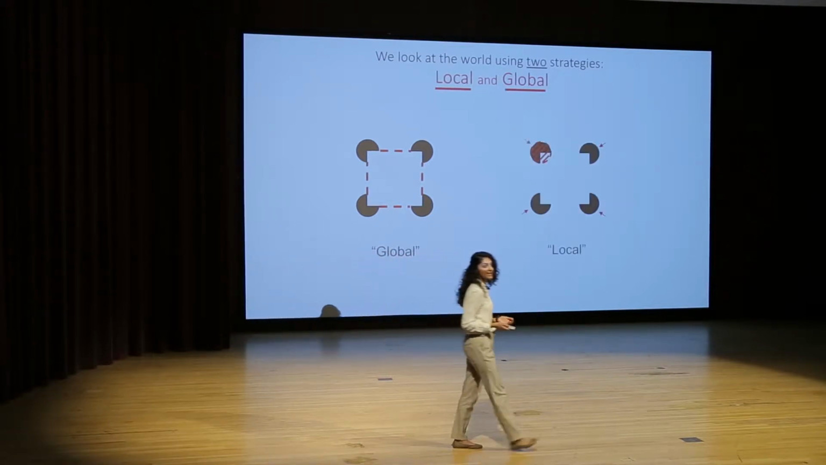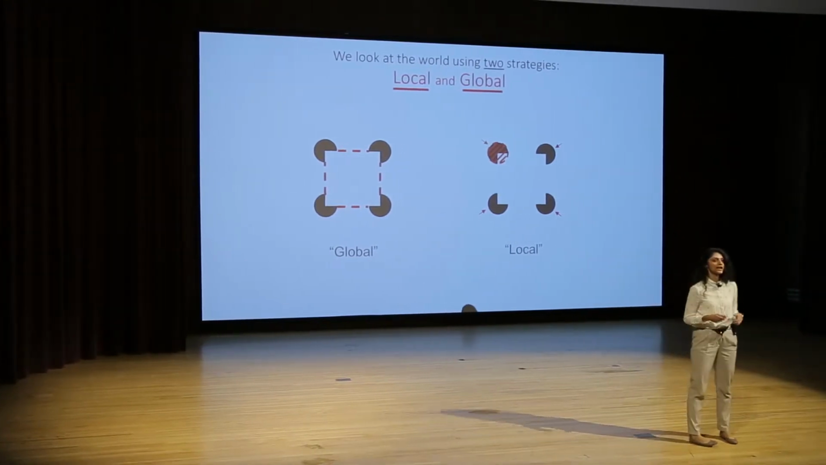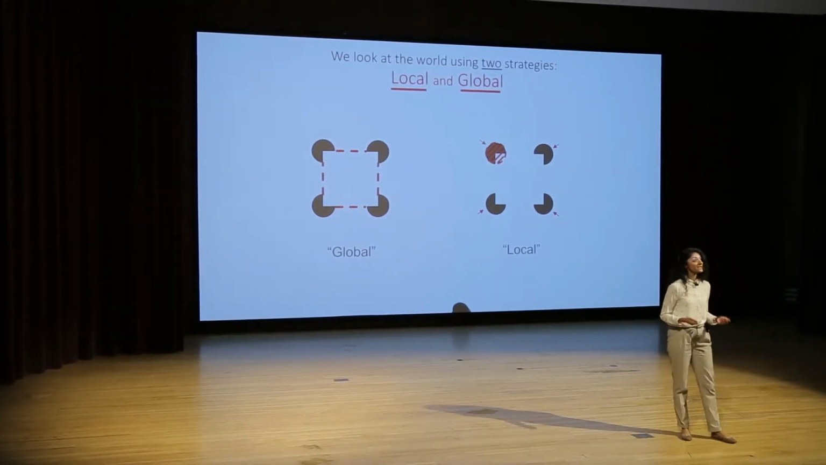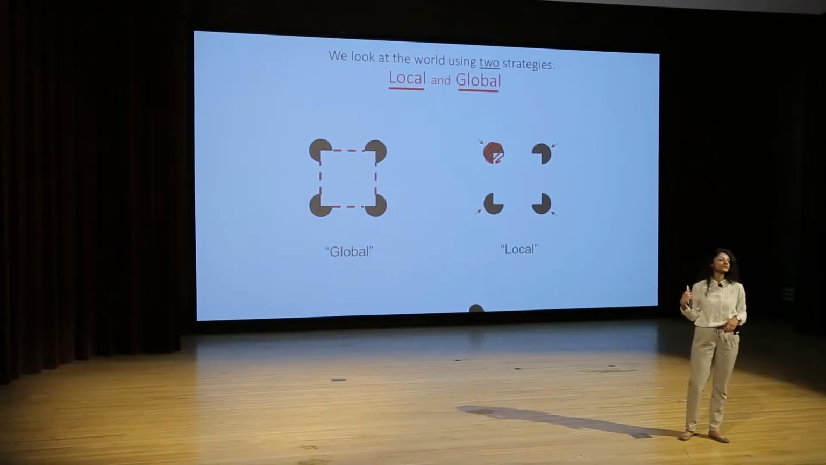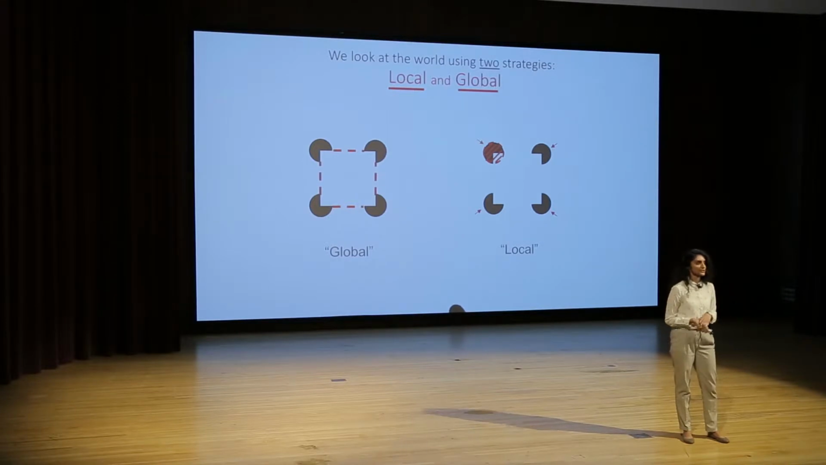The second is a local processing style, or a local strategy, where you take a more piecemeal approach to seeing your world, focusing more on the details as opposed to taking in the whole. So you might see these four Pac-Man shapes as being completely unrelated, or the horses figure that I showed you earlier as a random splash of brown blotches on the screen.